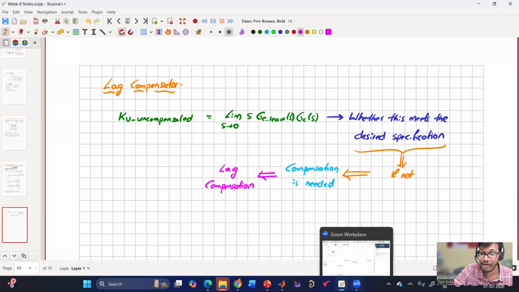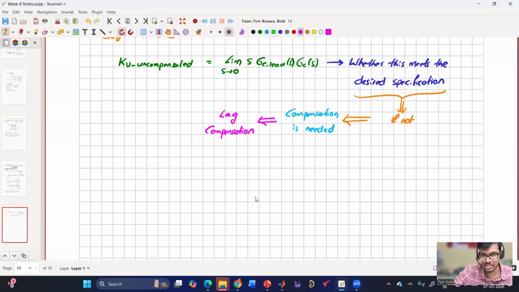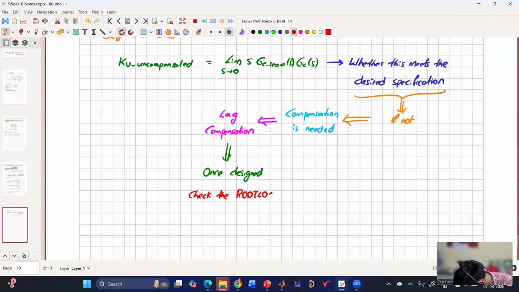Once I get that, I'll have to check the root locus. Once the lag compensation is designed, I'm writing this in red color because it is critical: check the root locus. So this has to be checked. Once the compensation is designed, we have to check the root locus to see if everything is fine or not.